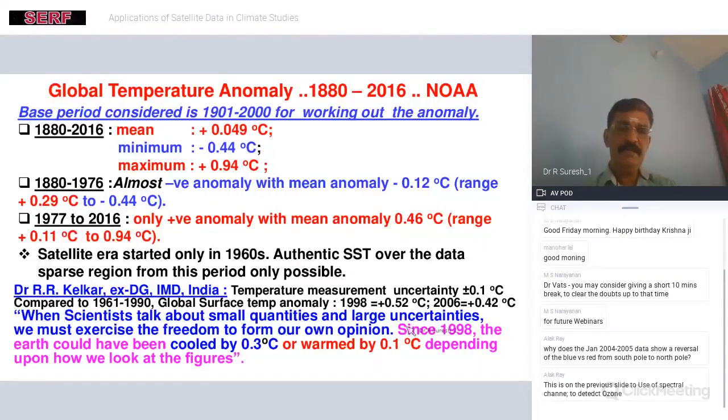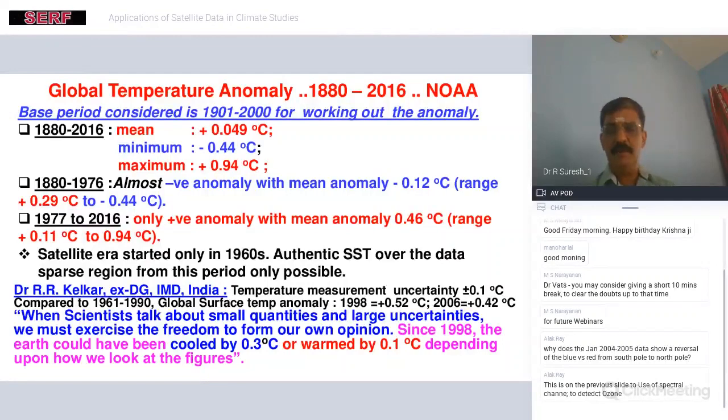Our ex-Director General of the India Meteorology Department made a fantastic statement that I have been referring to everywhere because I like it: when scientists talk about small quantities with large uncertainties, we must free ourselves from our own opinion. Since 1998, the Earth could have either cooled by 0.3 or warmed by 0.1, depending on how we look at it, by adding and subtracting 0.1 here and there. You will get the same figure. It's purely an arithmetic interest.